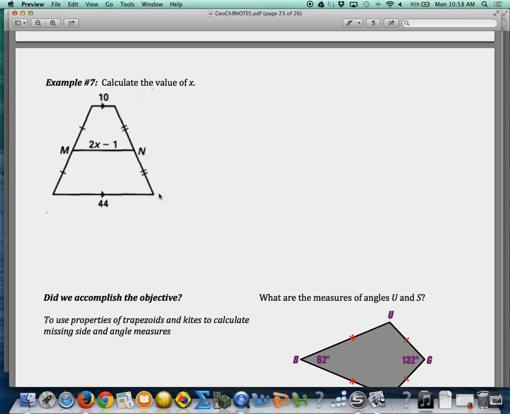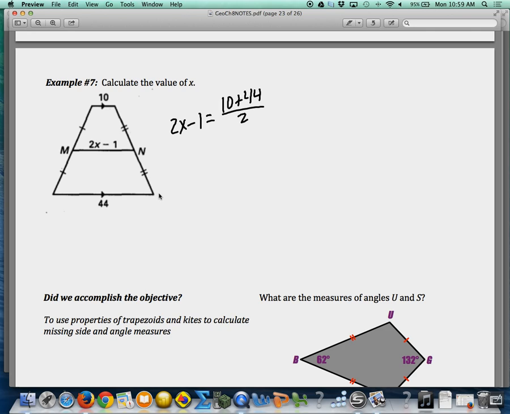Can anybody tell me the setup for problem 7? Sophia? 2x minus 1 equals 54 over 2. Okay, so the midsegment equals, I add my bases and I divide by 2. There's an easy way you can go from here or a hard way. What's the easy way to go from here? Abby? That's the hard way. But that still works, yes.